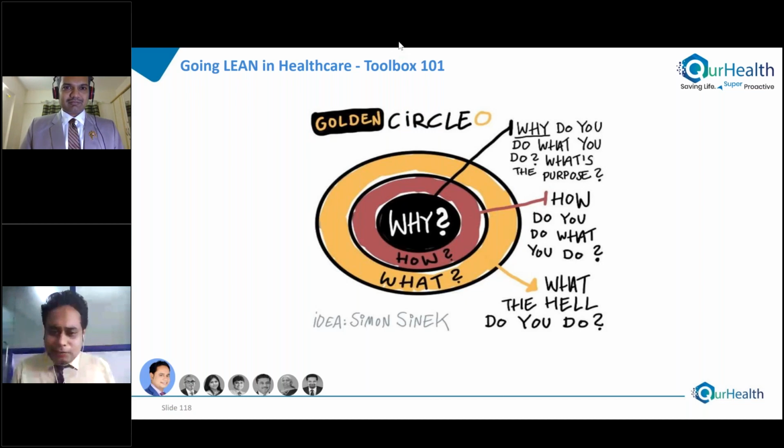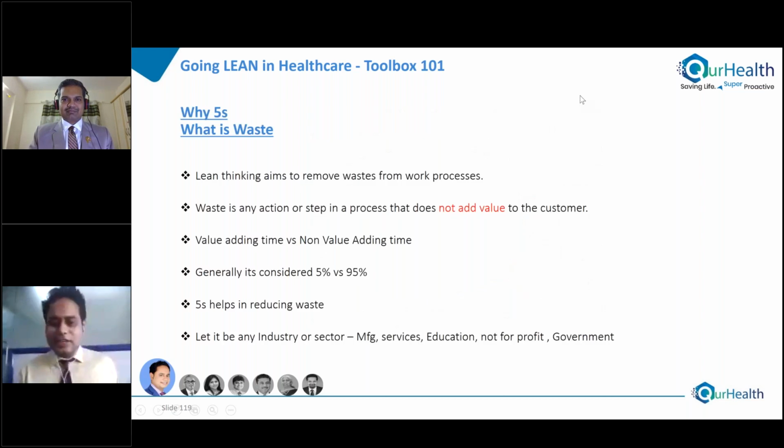I'll begin with why we should do 5S or any of the lean tools. Once we have a very strong why, then how, what, where, everything will follow. This is the famous golden circle given by an author named Simon Sinek. He has written many books on why, which is about doing a proper root cause analysis of things. You can read up on this. Next slide, please, Raj.